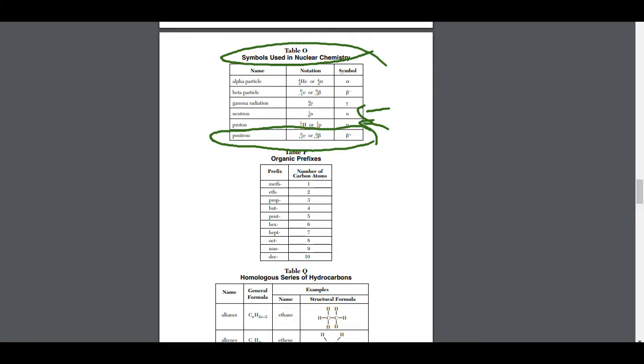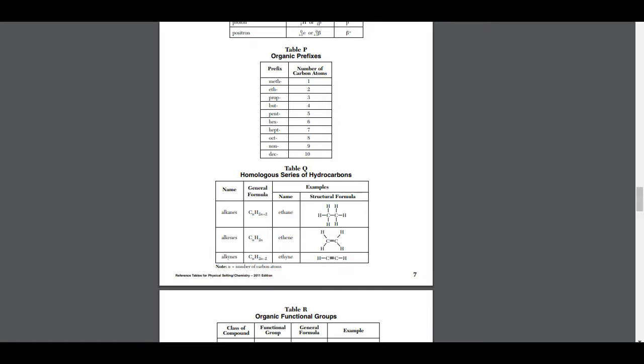Let's take a look at organic. All right, so with organic chemistry, we have reference tables P, Q, and R. P are all those prefixes. It tells you the number of carbon atoms in a chain. Then you get to hydrocarbons. That's hydrogen and carbon atoms only. We have alkanes, alkenes, and alkynes.